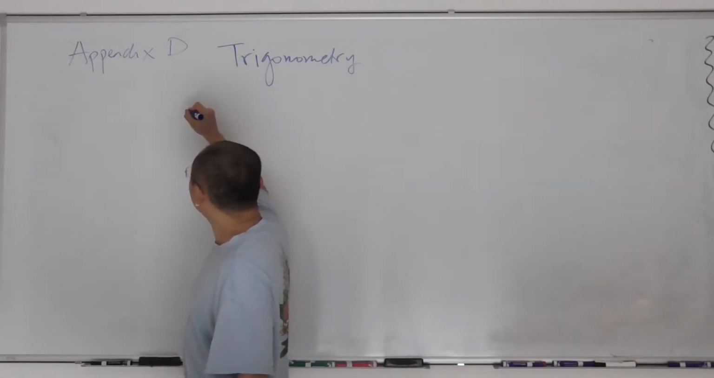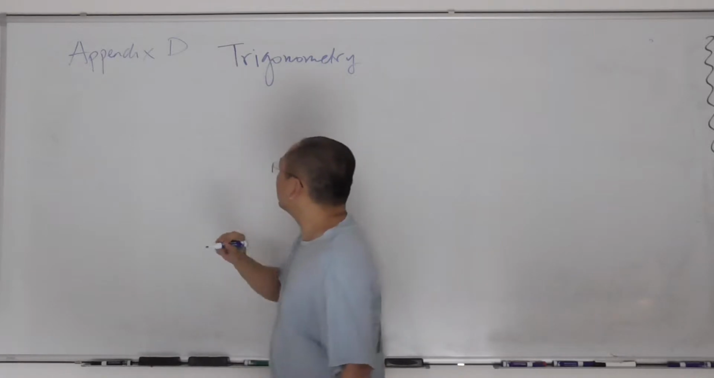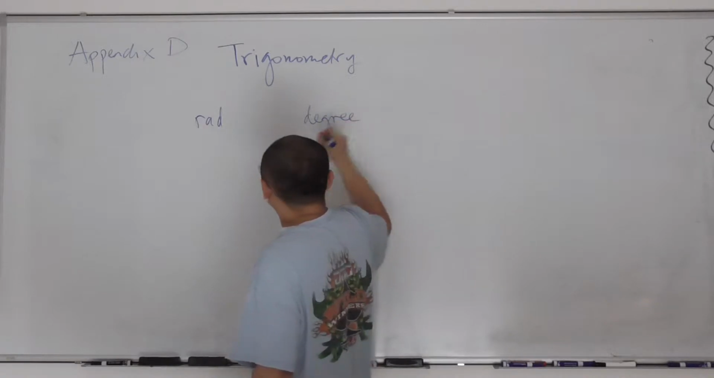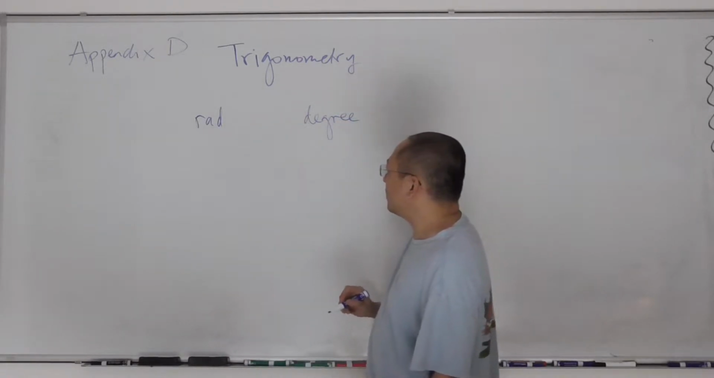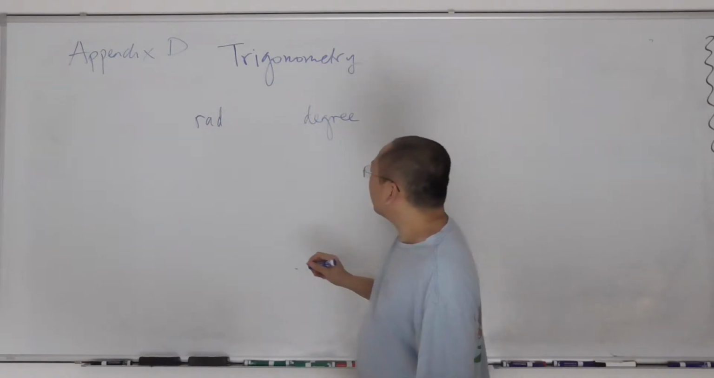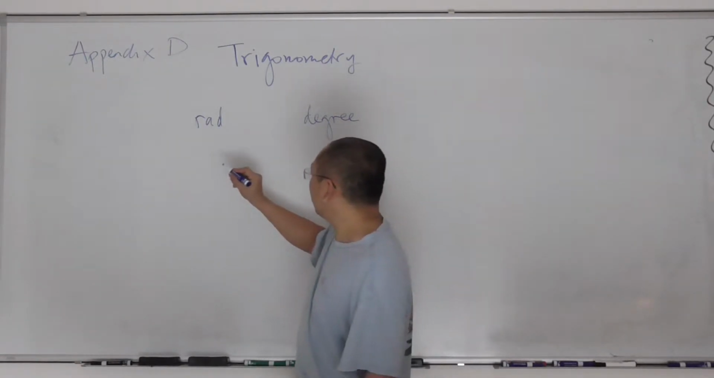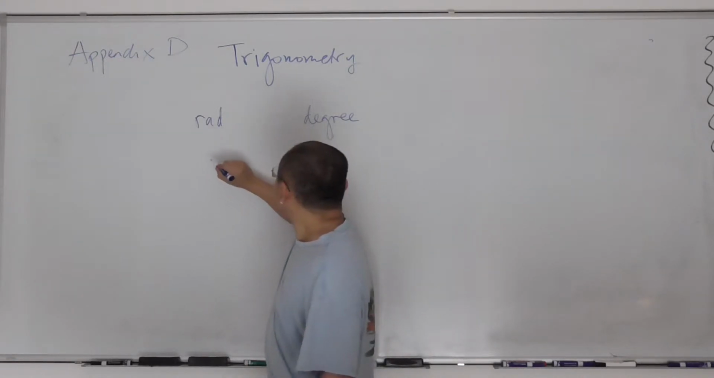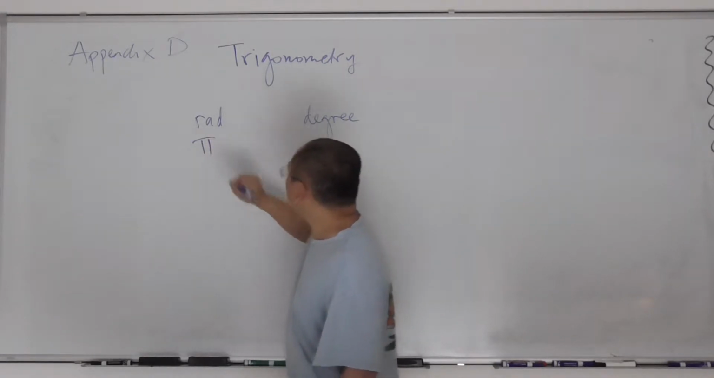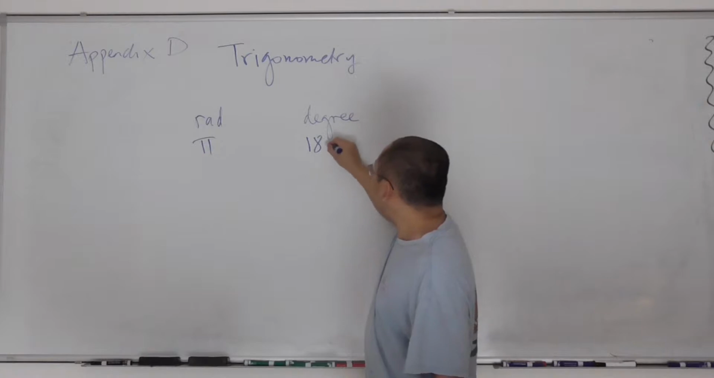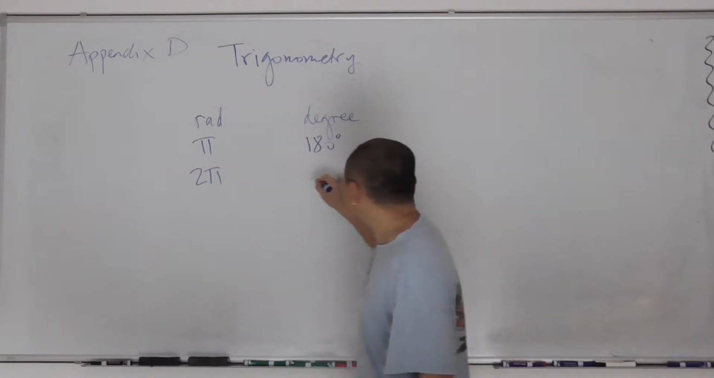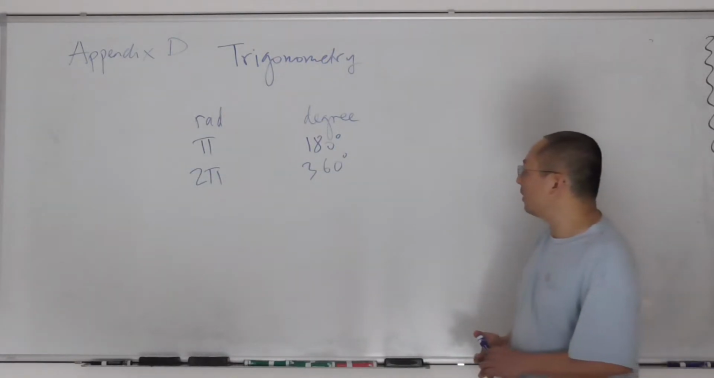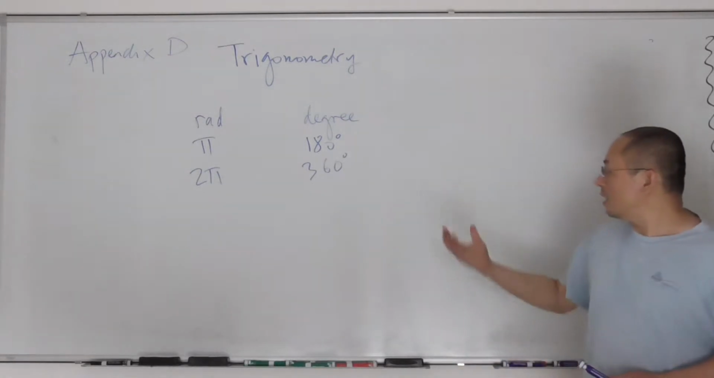We have two units to measure an angle: radian and degree. I claim that later on we're going to use mostly radian rather than degree, but we obviously learn degree first, so we're going to learn them both. The conversion is this: pi radians is 180 degrees, and obviously 2 pi is 360 degrees, which is the whole circle. And of course, you can convert back and forth between radian and degree proportionally.